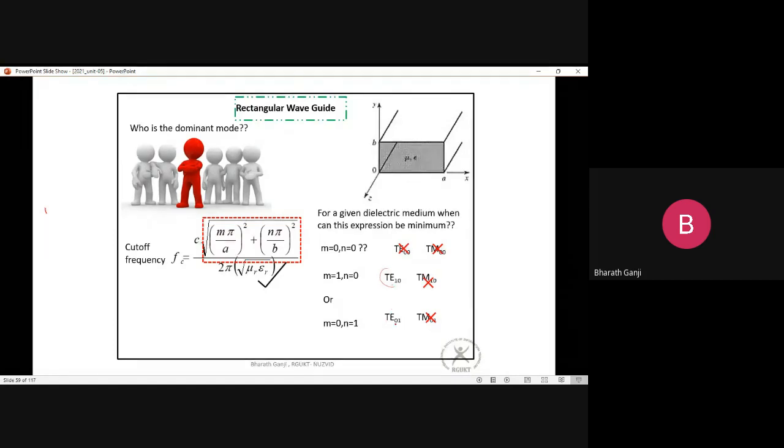ఈ రెండింట్లో ఏది డామినెంట్ అన్నది దేని మీద డిసైడ్ అవుతుంది? It is decided on the value of A and B, right? So if A is greater than B, ఇలా అనుకుందాం, if A is greater than B, what is a dominant mode? If B is greater than A, what is a dominant mode? So TE10 is a dominant mode when A is greater than B, whereas TE01 is the dominant mode when B is greater than A, right? So this is the most common question that you see. Okay, depending upon the waveguide dimension it changes.